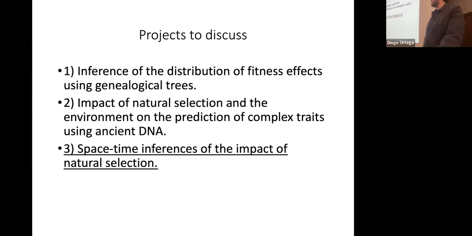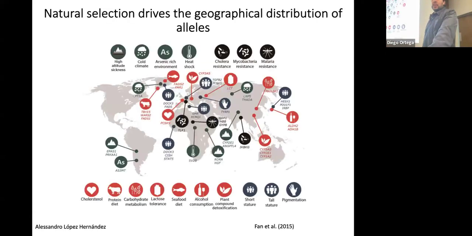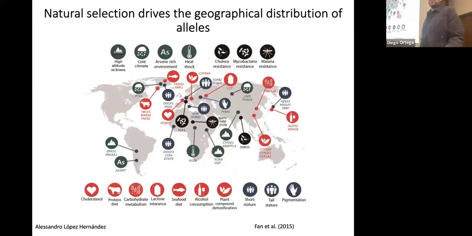And this is a project, the third project that is also still in the making, that is doing space-time inference. This project is being carried out by Alessandro Lopez in our lab. We know that natural selection drives the geographical distribution of alleles. For example, in humans, depending on which region of the world you're looking at, you can see different variants that are under positive selection and are advantageous. So there's a geographical component to which genetic variants are going to be selected in which part of the world.